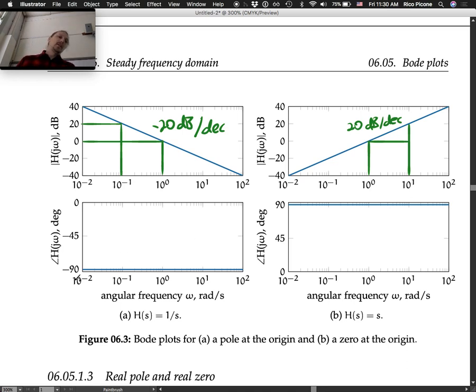The phase of this one is negative 90 degrees. The phase of this one is positive 90 degrees. So they're very similar. They're kind of like duals of each other, right?